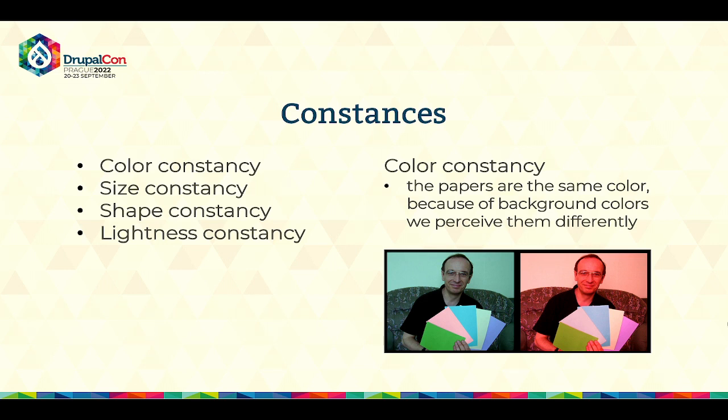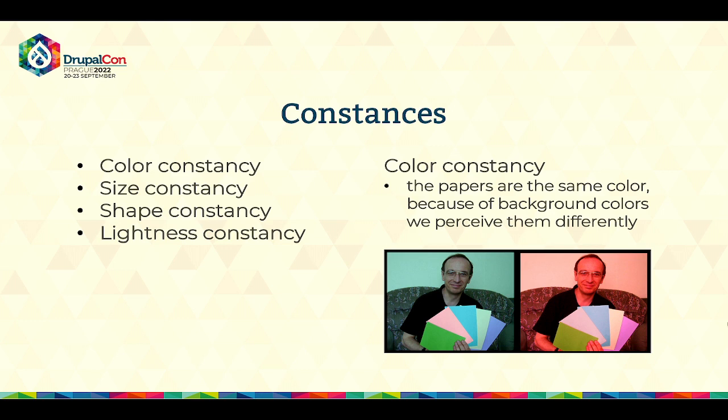Another thing that we have is constancies. So our brain tries to keep these constancies. There's color constancy, size constancy, shape constancy, and lightness constancy. And there are maybe some different kinds of constancies that could be grouped here, such as looking at 3D objects from different angles and still recognizing them, but we don't usually have 3D objects on a computer screen.